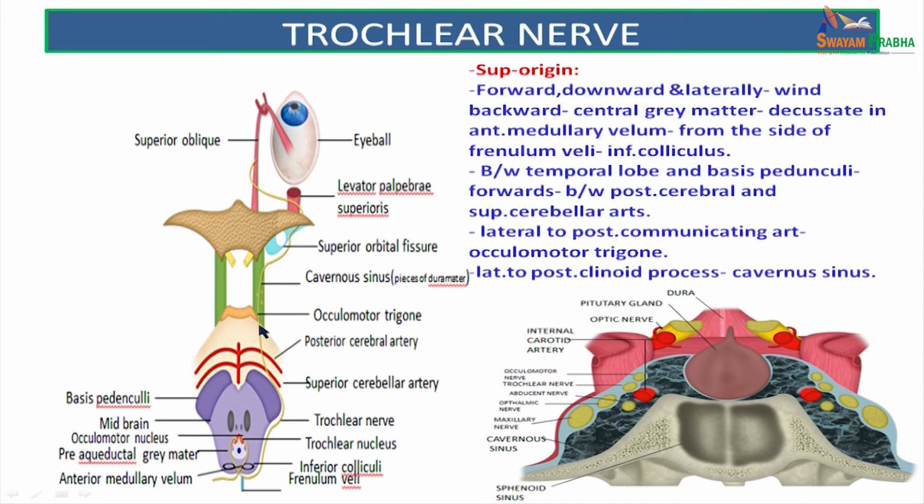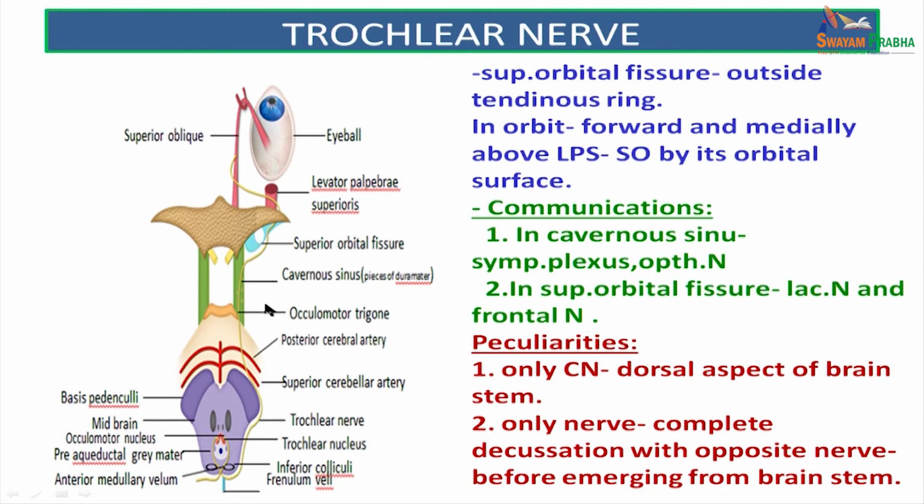and lateral to the posterior clinoid process enters into the cavernous sinus, where it is related above with the oculomotor nerve and below with the ophthalmic division of the trigeminal nerve, which is called V1, and then enters into the orbit via the lateral compartment of the superior orbital fissure, and then it supplies the superior oblique muscle from its orbital surface.